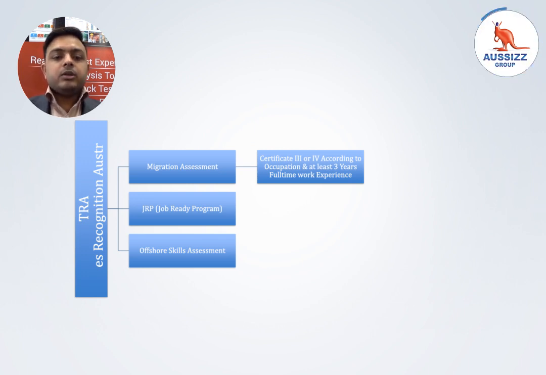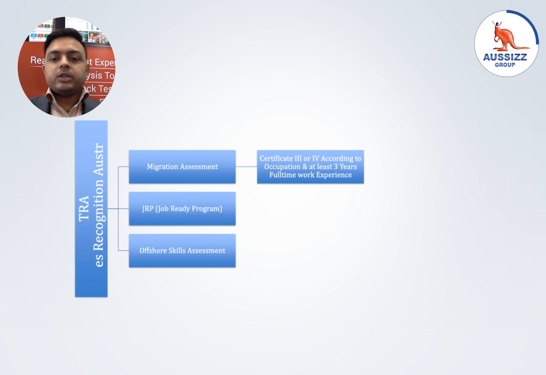Now moving forward to another assessment type, which is the job ready program. Under the job ready program, the applicants who are on a student visa here usually go for this because they are the ones who can probably complete this anyway. So how is it going to work under the job ready program skill assessment?